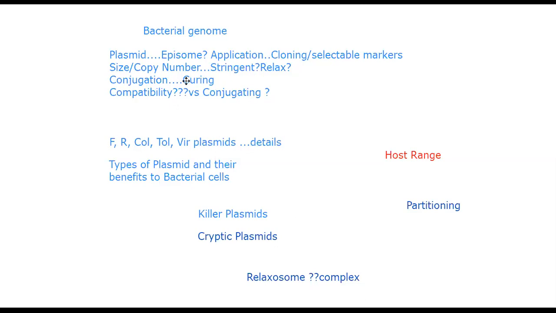Now there is another term, curing. Suppose the bacteria is going to divide, and generally what happens, this process is called partitioning. During partitioning, the bacterial cell, which is the mother cell, because from the mother cell two daughter cells are going to derive, has the responsibility to give an equal number of plasmids to both the daughter cells.